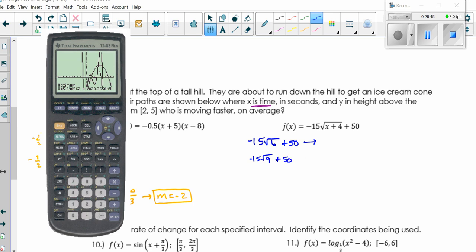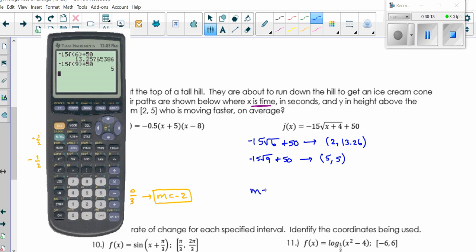Plus 50. So when x is 2 and when x is 5, I'm just going to use my calculator for both. So I'm going to say negative 15 times the square root of 6 plus 50. And I'm going to go ahead and do the same thing, but I'm going to change the 6 to a 9. So that gives me 13.26 and 5. So that was nice.